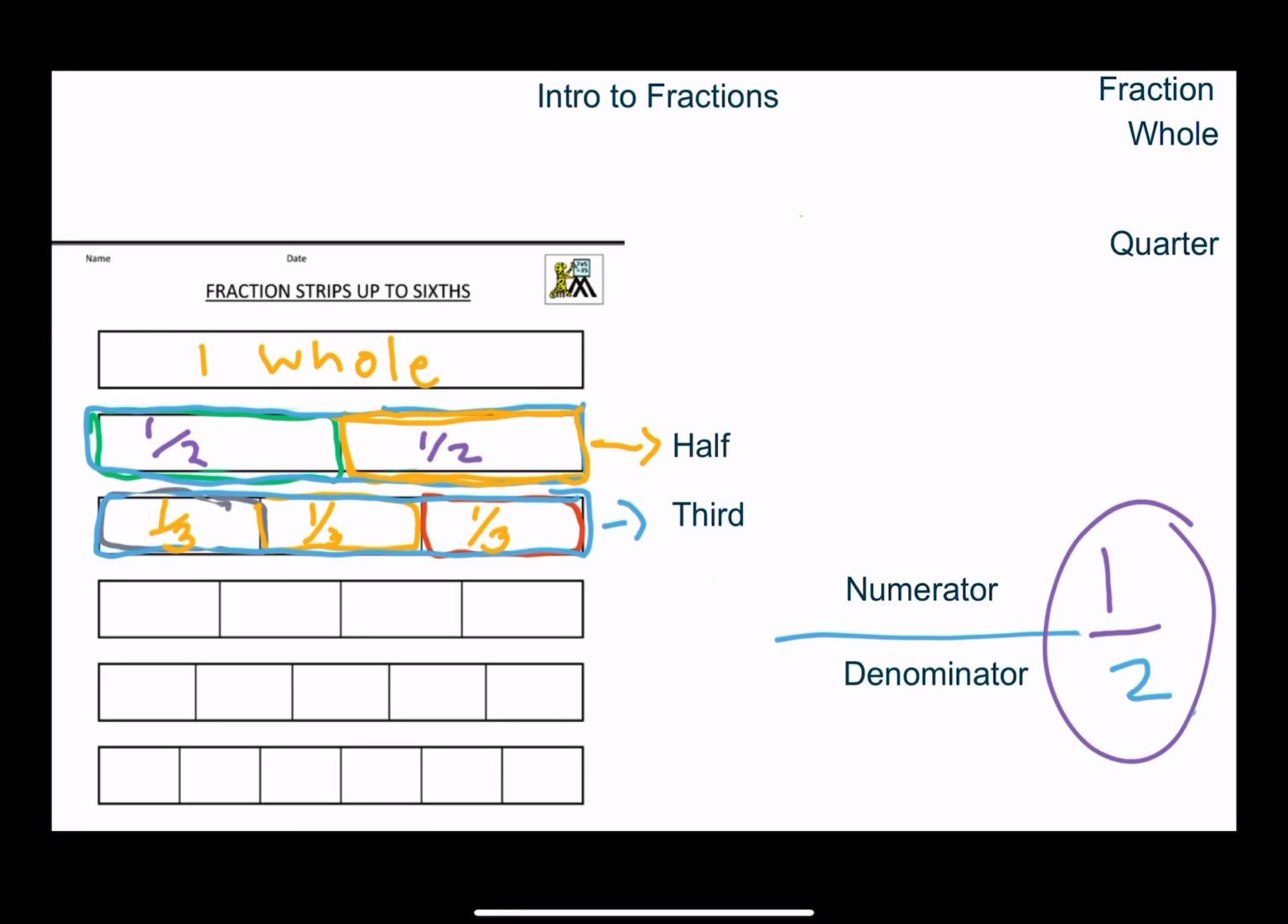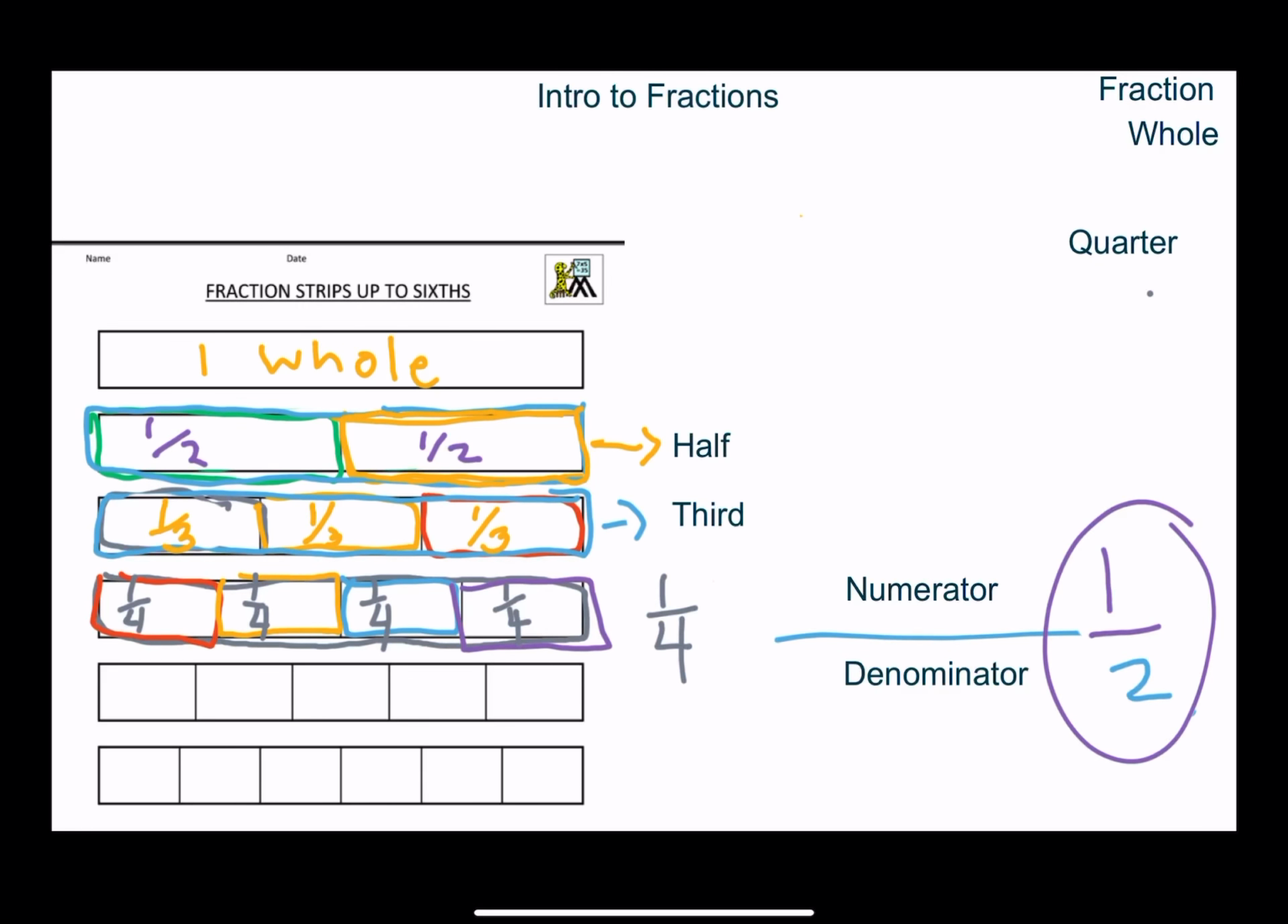The next fraction we're going to look at is this one in gray. So let's see. We have 1, 2, 3, 4 pieces in this one. 4 equal pieces that make up one whole. So each one of these pieces is 1/4. This one is also 1/4. This is one piece out of 4.